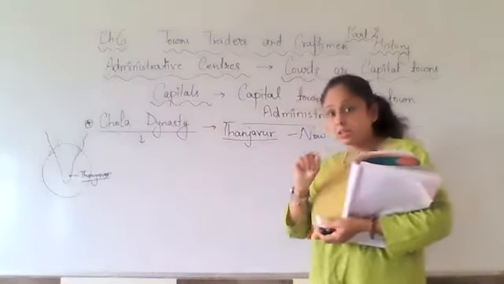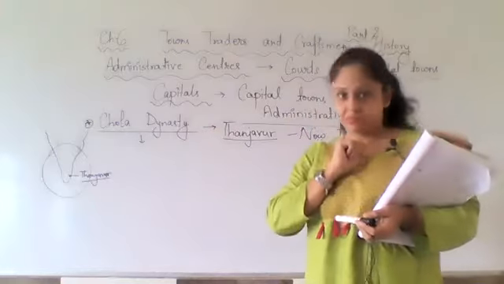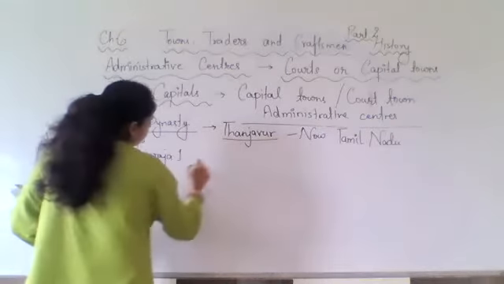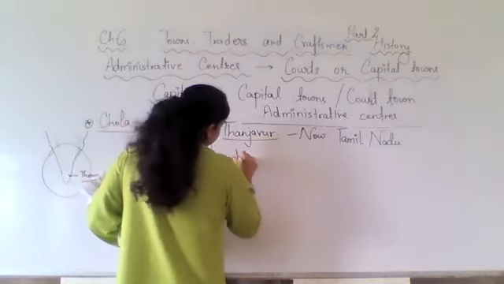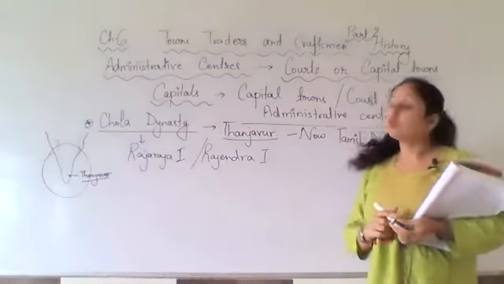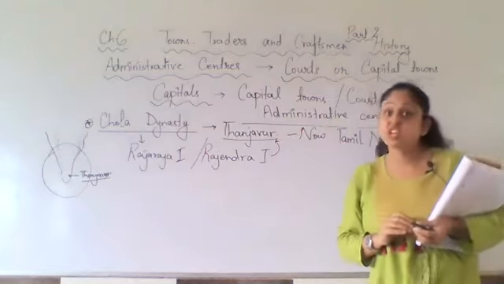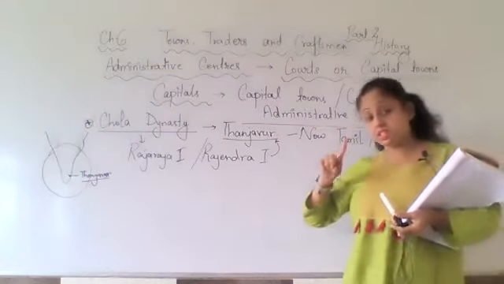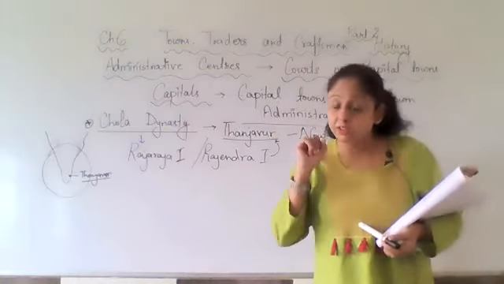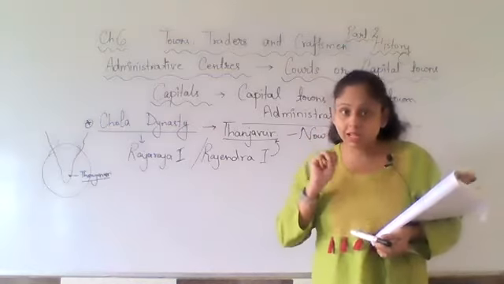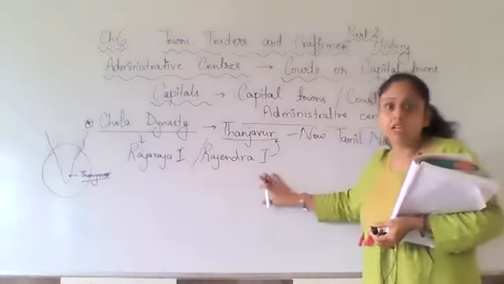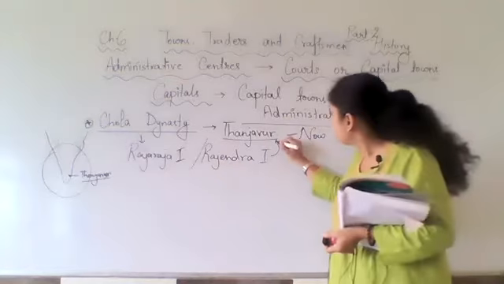I told Raja Raja I because we have to read about him. Raja Raja I and Rajendra I actually contributed a lot to develop this town. Which town? Thanjavur. And Thanjavur is a capital town. You can call it a port town, and you can also call it an administrative center. All three names we can use for Thanjavur.